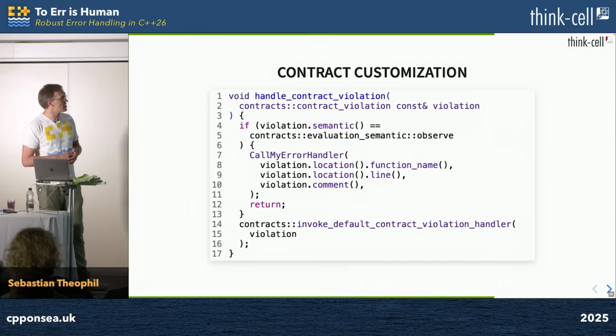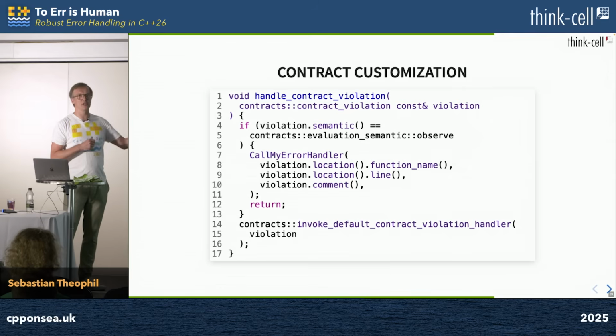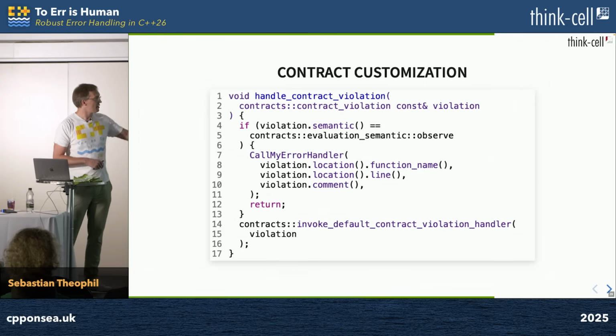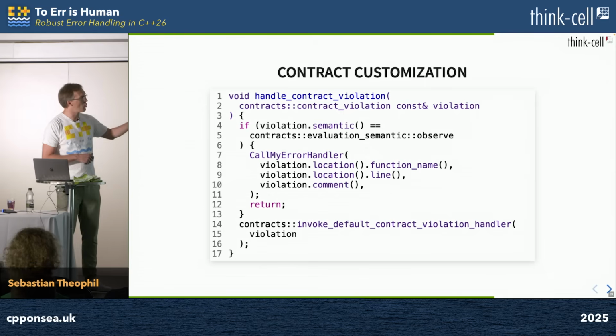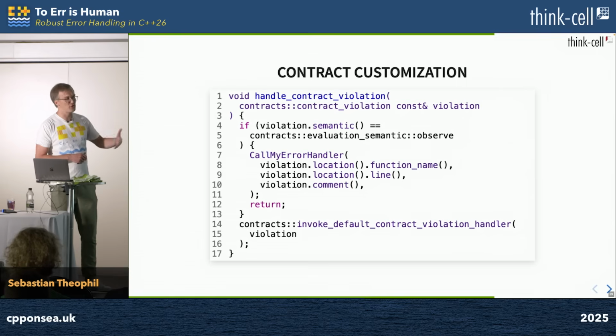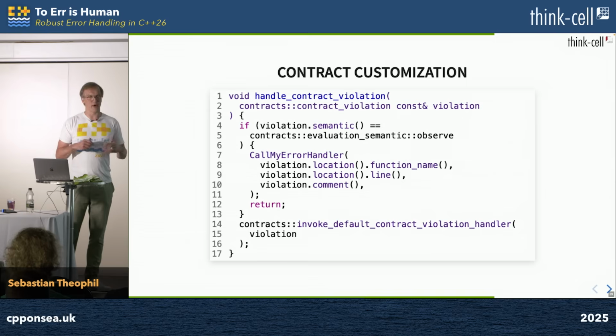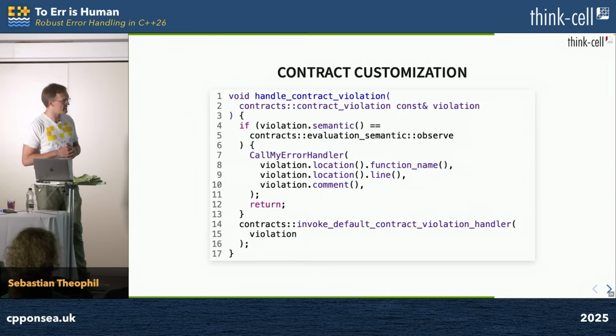So the contract violation handler, this is customizable as well. So you can just define your own one, and this will be called in case a contract is violated. And here's just very simple example code. And the nice thing is that you can use that as a generic way to hook into contracts of external libraries, for example, and can call your own error handling mechanism instead.